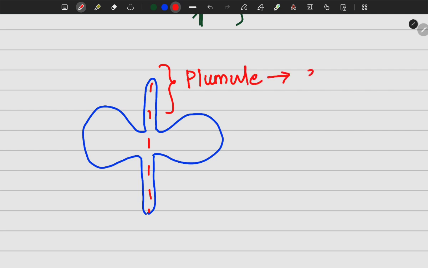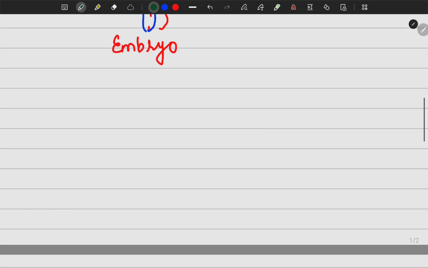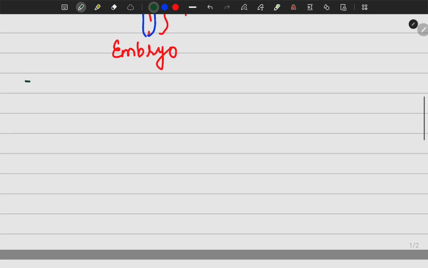which develops into the shoot, while the lower part of the embryo is called the radicle, which develops into the root. So the root develops from the radicle of the embryo. Okay, now let us move on to the types of root or types of root system.